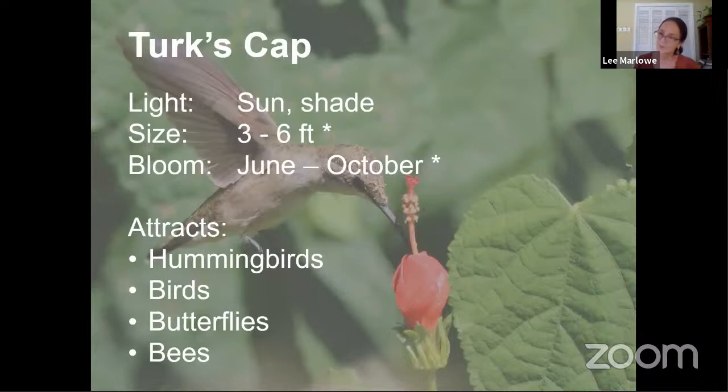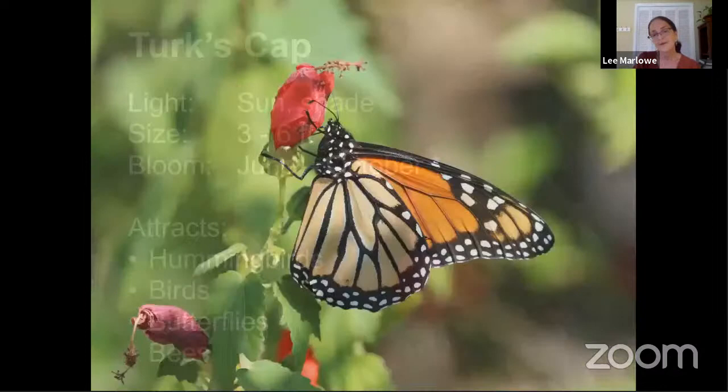I didn't mention that, but Turk's cap can bloom June through October. I've also seen it blooming outside of that range. And so it can sometimes start blooming much earlier. And it's usually blooming when the hummingbirds start coming back through. And it definitely is an important hummingbird food source throughout the growing season. So it attracts hummingbirds, other birds for the fruits that it produces, butterflies and bees. Monarchs will use it.